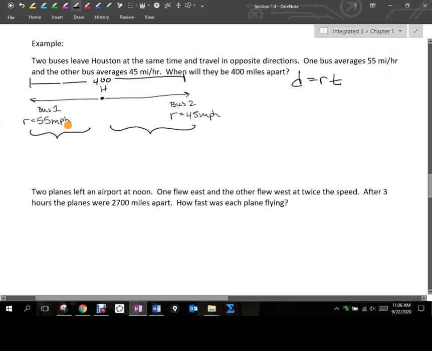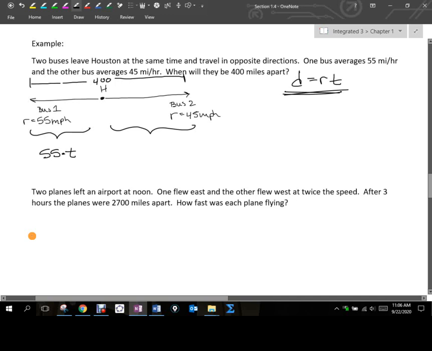So these are rates. And because of this formula, I can change them into a distance. I can say 55 times the time. So my distance is rate times time. Here's my rate. Multiply it by a time.